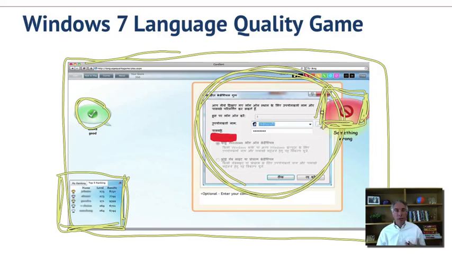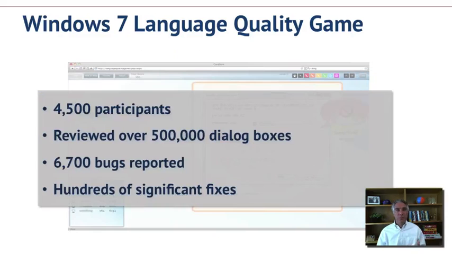And what happened was Microsoft offices started to compete. They said, gee, we're going to make our language localization of Windows the best one in the company. And that game-like aspect of this process, even though what it involved was very mind-numbing, sitting and reading dialog boxes, the fact that it was put into a game-like framework, a competitive framework, led to very significant results.